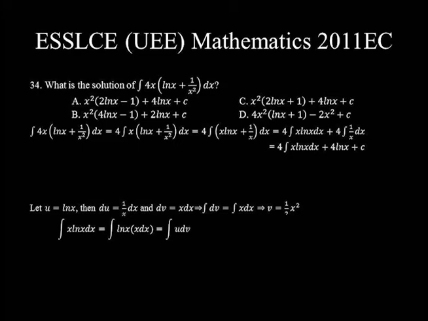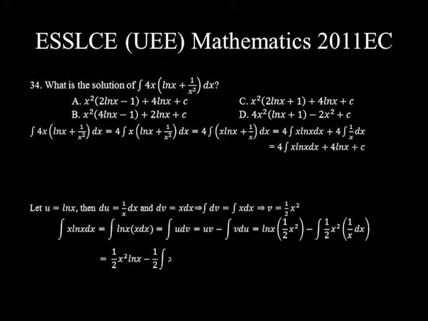Integration by parts specifies that the integral of u dv is equal to uv minus the integral of v du, which is equal to ln x times 1 over 2 x squared minus the integral of 1 over 2 x squared times 1 over x dx, which is equal to 1 over 2 x squared ln x minus 1 over 2, a constant we can bring to the front, times the integral of x dx, which is 1 over 2 x squared.